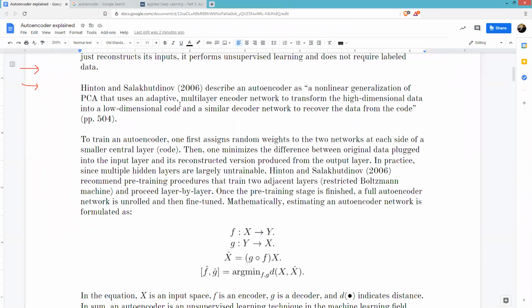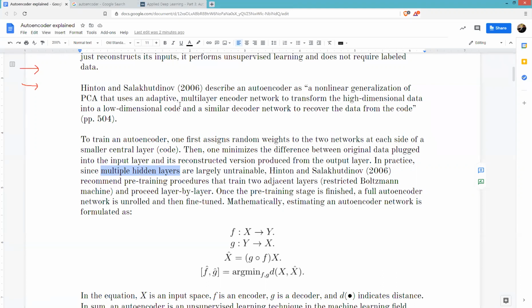However, in practice, that is easier said than done. Since multiple hidden layers, like a deep neural network, an autoencoder in particular has deep neural network on each side of the code. So we have two copies of multiple hidden layers. Since multiple hidden layers are usually untrainable, they are very hard to estimate.